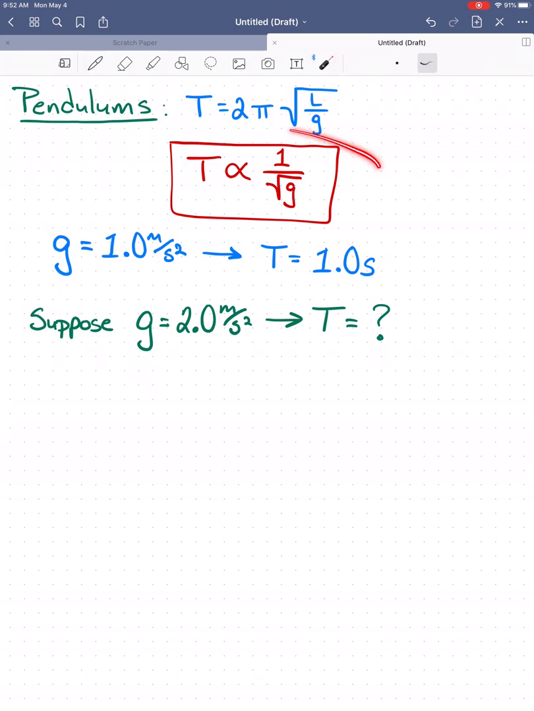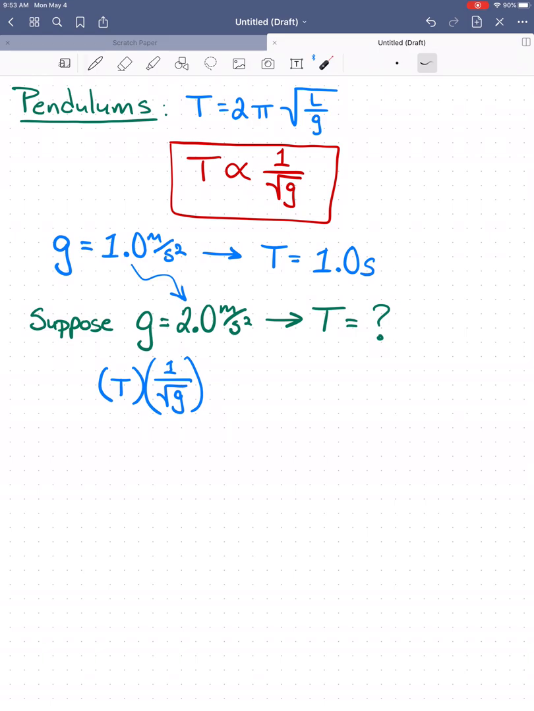All right, so we're going to use this as our formula. So here's how you go about doing it. We know that we're doubling the gravity here, and we want to know what happens to the time. So what we're going to do is take the period and multiply it by 1 over the square root of g. So essentially, in this formula up here, I'm just taking the proportionality and multiplying it instead of writing that formula.